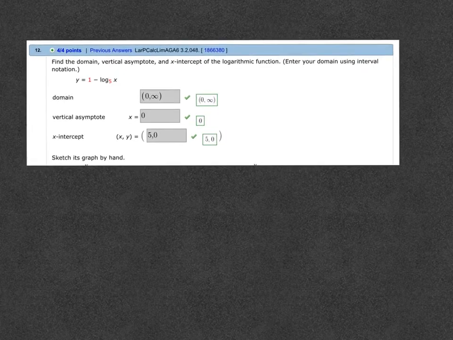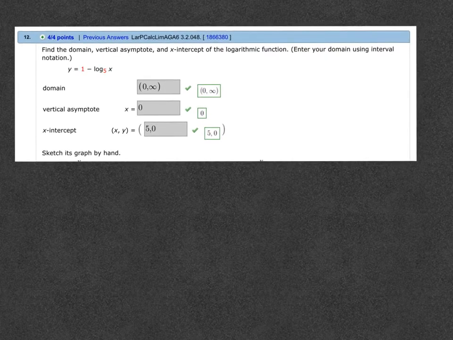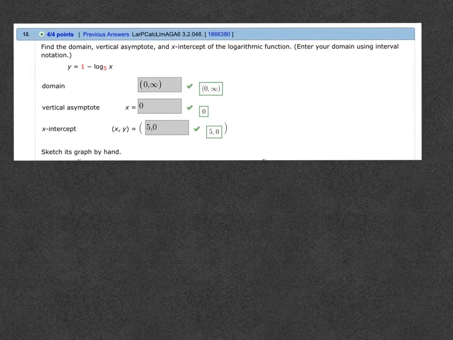This one said find the domain, the vertical asymptote, the x-intercept of the log function, and then you had to graph this one. Notice it said sketch by hand. I also warned you last week. I put it in the instruction on the assignment. You have to be graphing these by hand. So if you're losing points on the homework because you're not showing me the work of the graphing by hand, you're just picking it multiple choice, realize that that's why that's happening. I've been saying it over and over and over again.